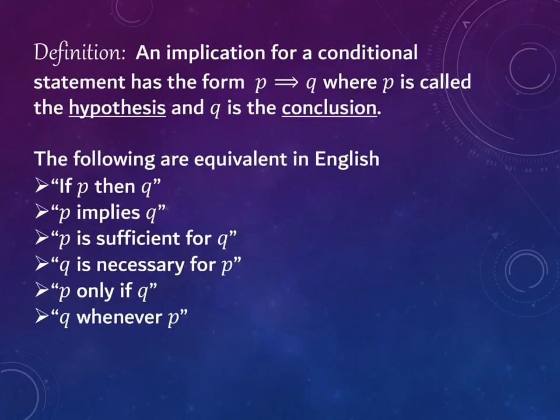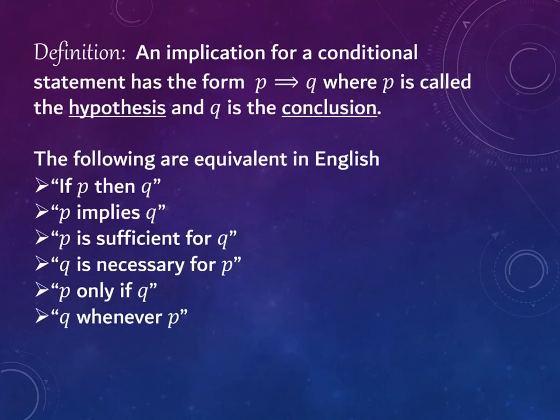Okay, implication. An implication is an if-then statement. So an implication, or conditional statement, has the form P arrow Q. P is called the hypothesis. Q is called the conclusion. And all of these are ways to say this in English that mean the same thing. If P then Q, P implies Q. Those are the two we'll use the most frequently.